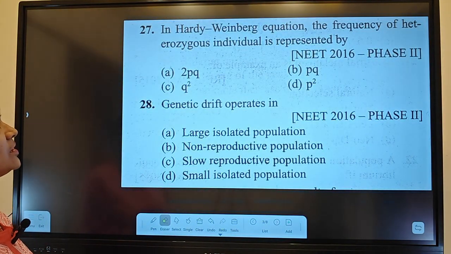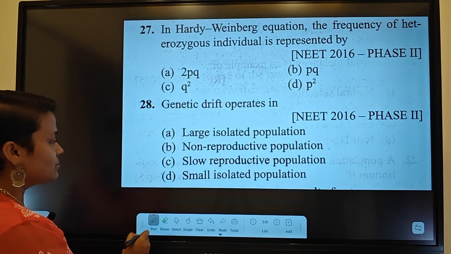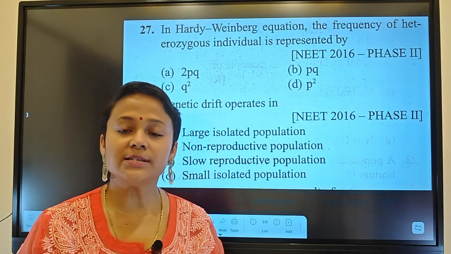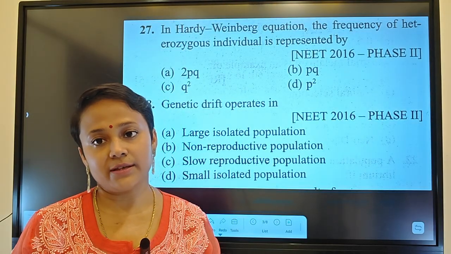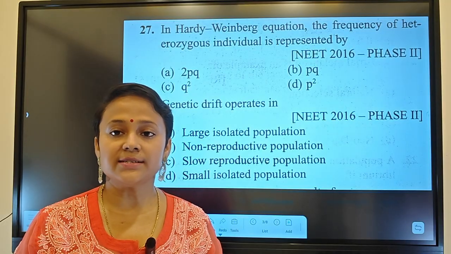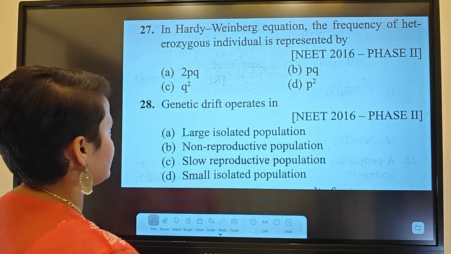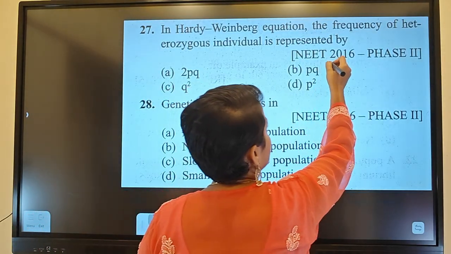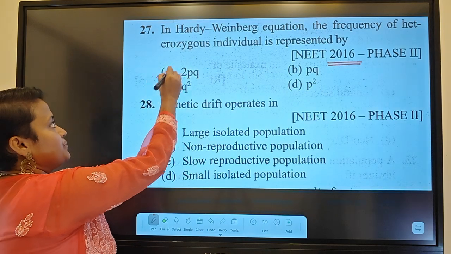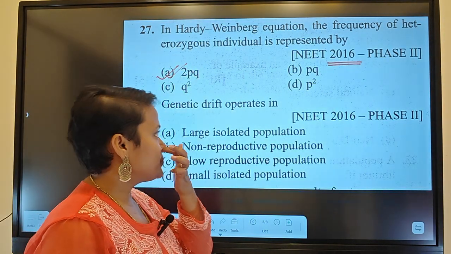Hardy-Weinberg equation, the frequency of heterozygous individual. If we know the Hardy-Weinberg equation, the frequency of homozygous dominant is p square, heterozygous is 2pq, and homozygous recessive will be q square. So directly from the equation they have given the question in the year 2016 phase 2. So the answer will be 2pq, right? Easy.